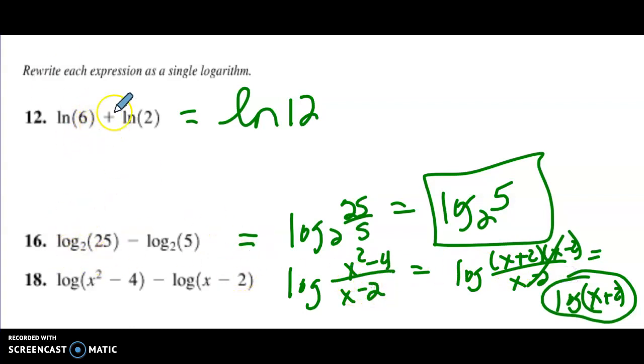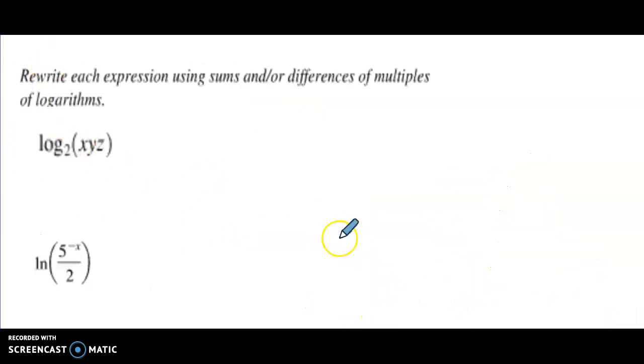Okay, if I have 2 logs added together, that came from the log of their product. So natural log of 12. When it's subtraction, it came from the log of their quotient. 25 divided by 5. Quotient. X squared minus 4 divided by x minus 2. And then we simplified that with some algebra.